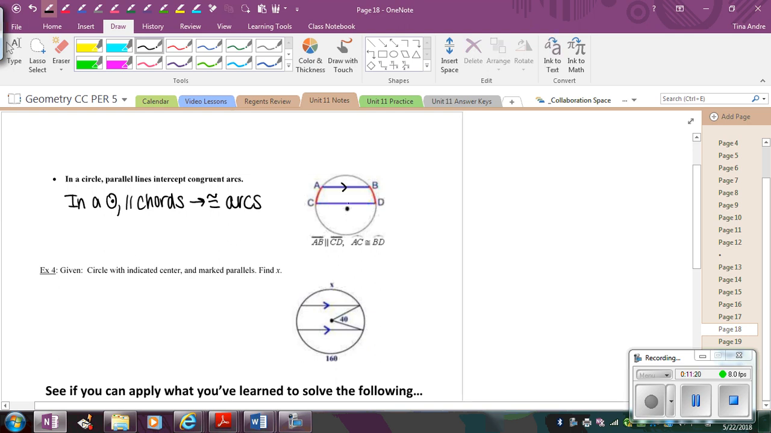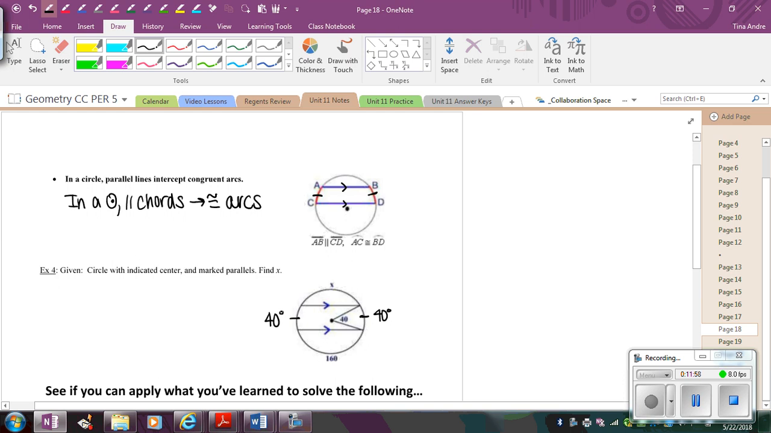So if you know that these two chords are parallel, that means that the arcs that those are cutting into have to be congruent. It does not mean that the arcs above and below those parallel lines are congruent. It's just the ones between the parallel lines, the ones that they're cutting into. So if you look at this example, these two chords are parallel, which means these two arcs right here have to be congruent. You're given a central angle, so if the central angle is 40, that means that this arc has to be 40, which also means that this arc over here has to be 40.